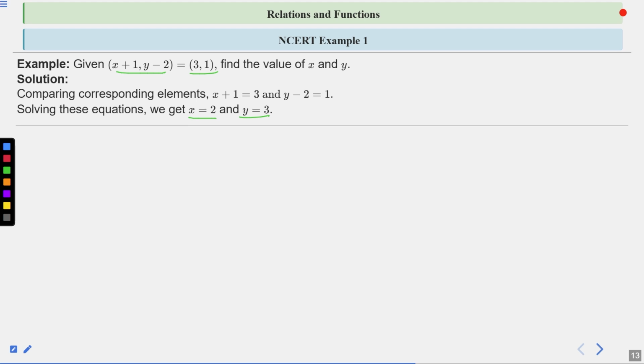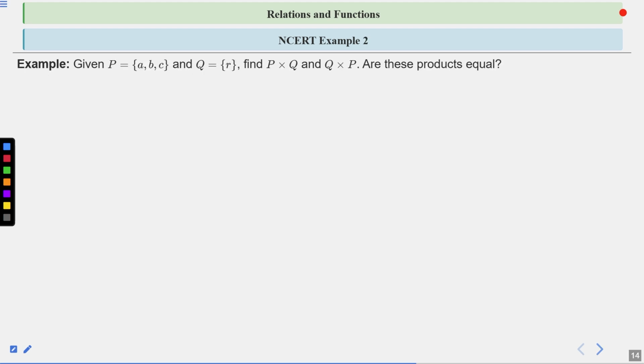So I hope the solution is clear to all. Moving to the next question. Simply try to carefully observe what we can conclude from this example, because this example illustrates something.